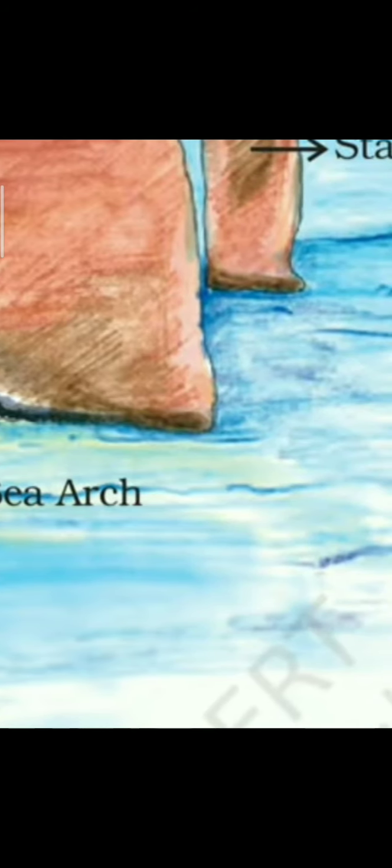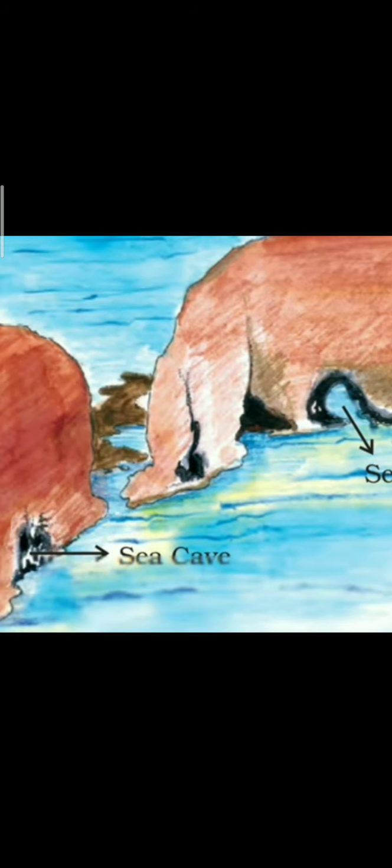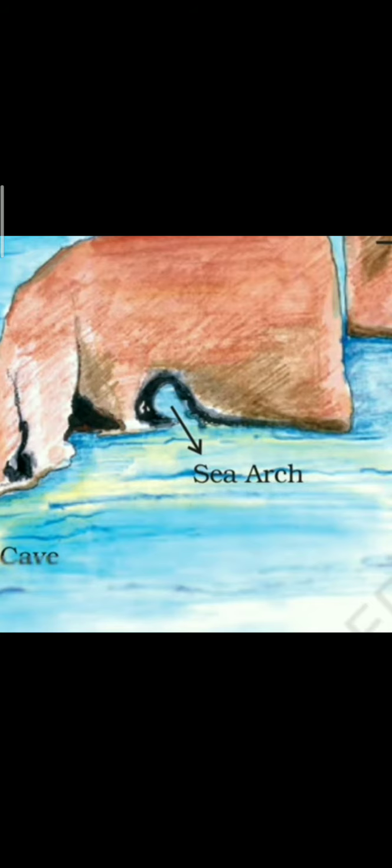Okay, and sometimes the rocks are so much eroded, it gives place to stones like this. It means there was a very big rock and now you just find a standing rock. This is known as a stack. So because of erosion due to sea waves, you find three forms of rocks. One is the sea cave, one is the sea arch, and one is the sea stack.